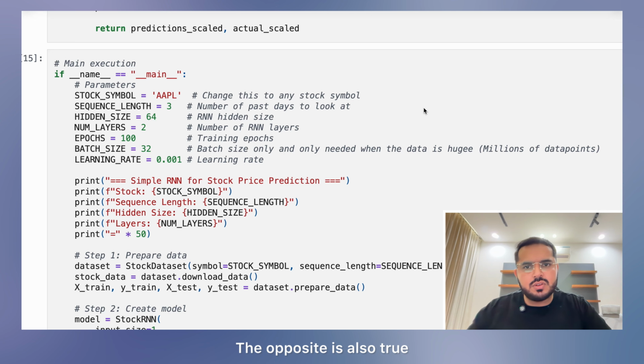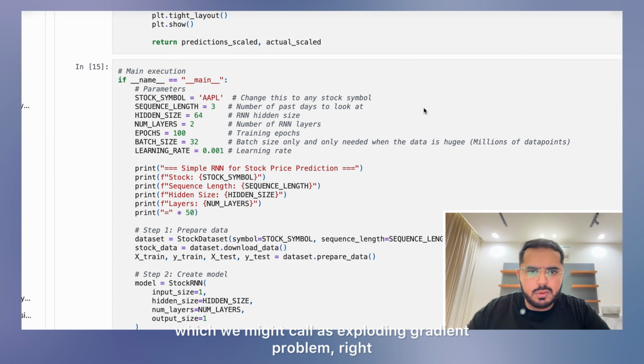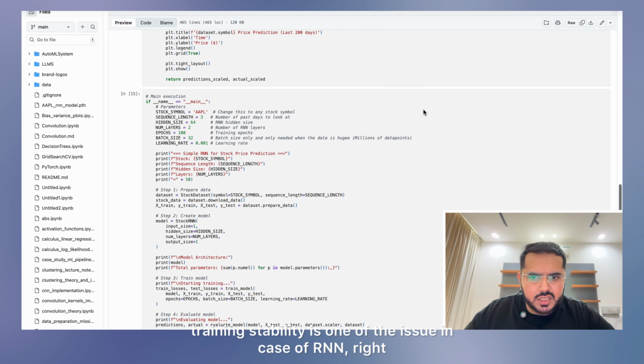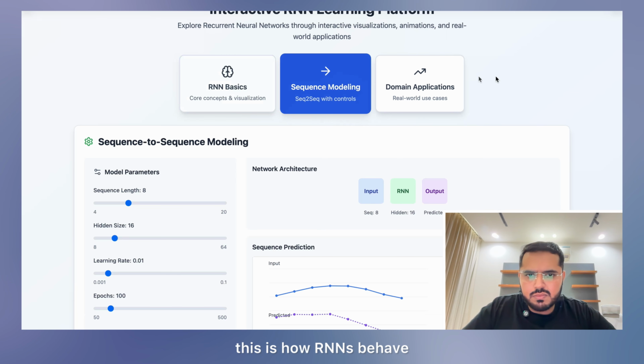The opposite is also true, that it might explode, which we call the exploding gradient problem. So gradient problems and training stability are one of the issues in the case of RNNs. Forgetting things is also one of the issues in RNNs. So basically this is how RNNs behave.